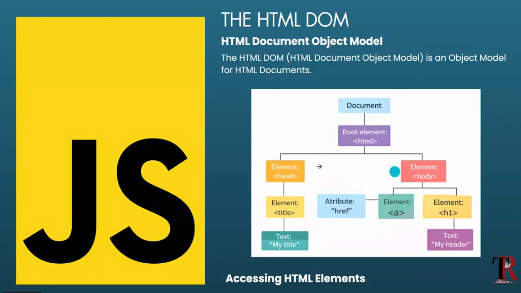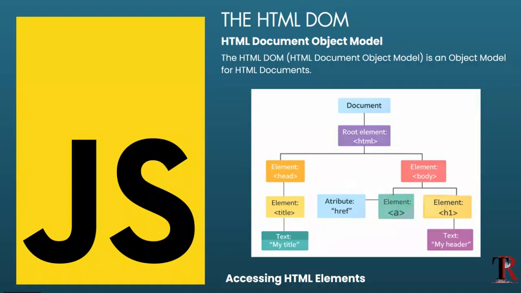For example, you can see the body, you can see head, and even inside head itself contains other things like the title. Now, the body can contain things like H1, href, paragraph, div, section, and a lot of other things. You can see H1 can contain a text, my header, the title can contain my title. So this is how each of the elements and tags that you normally work with are represented in the DOM, the document object model.